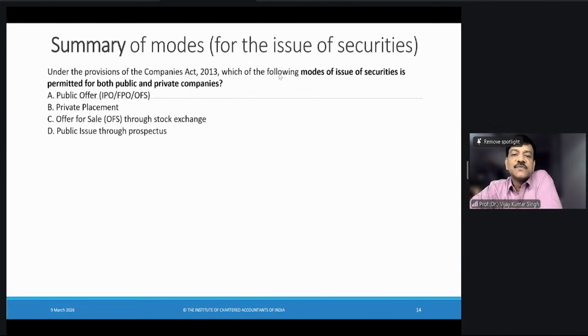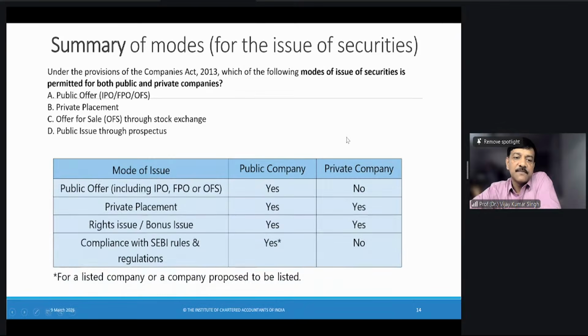Okay. So I think most of you have got it except one person. The answer is private placement, right? So you have seen that chart, right? In your course material also it is given there. You can see that for a public company, public offer, IPO can only be done in case of a public company. Private placement is the only one where it can happen in both. Rights issue and bonus issue is also another one, but that is not mentioned in your options. So if your options have rights issue and bonus issue, that will also be included in the modes.